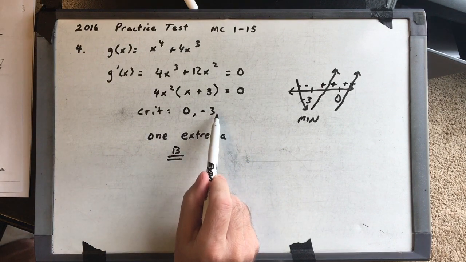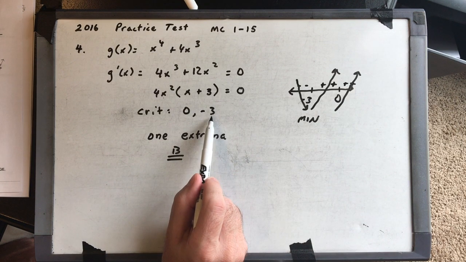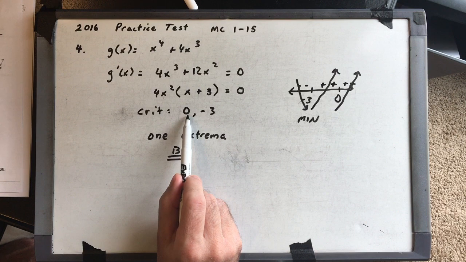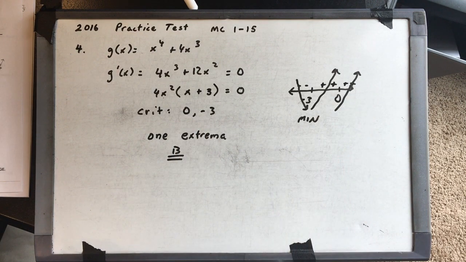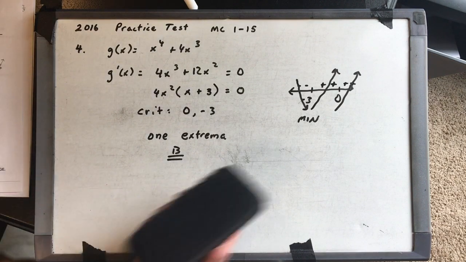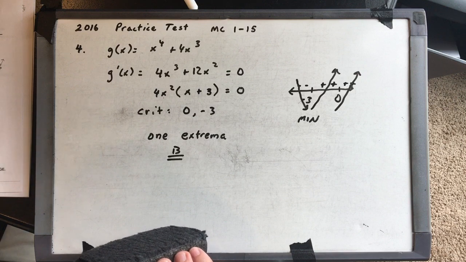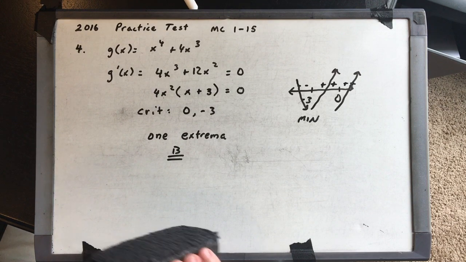Okay, so you have to go through the sign line thing, because just because it's a critical point at 0 doesn't mean it's an extrema. It could be that the slope just flattens out at that point and then goes back north again. All right, we're doing great. So 1 through 4 is done. Let's look at number 5.